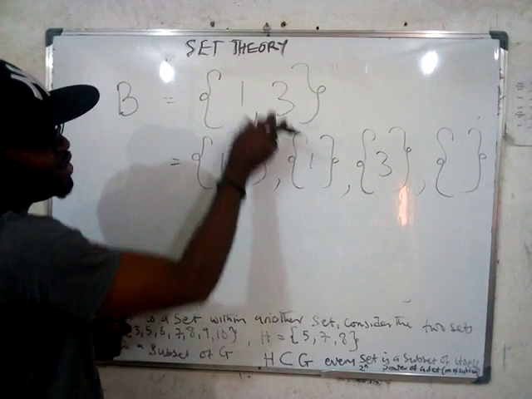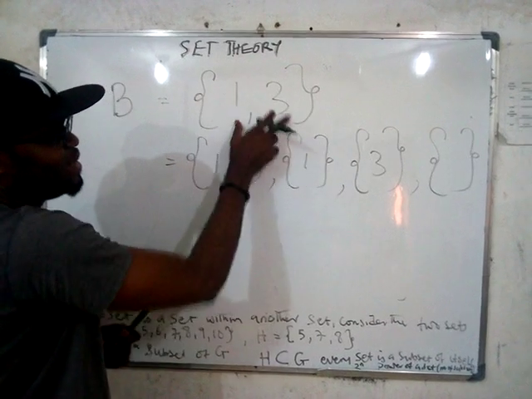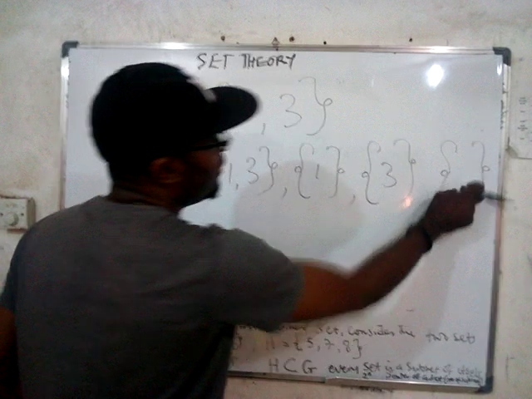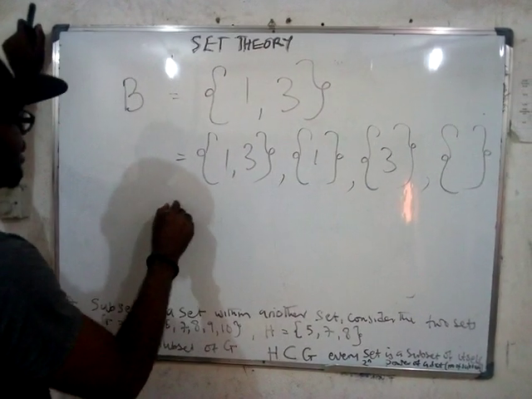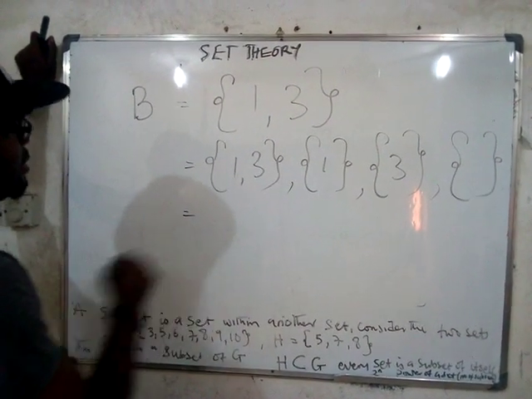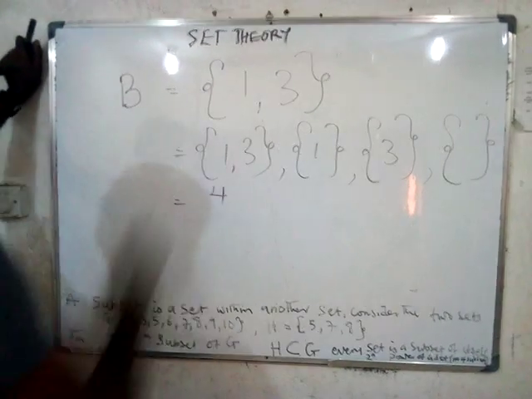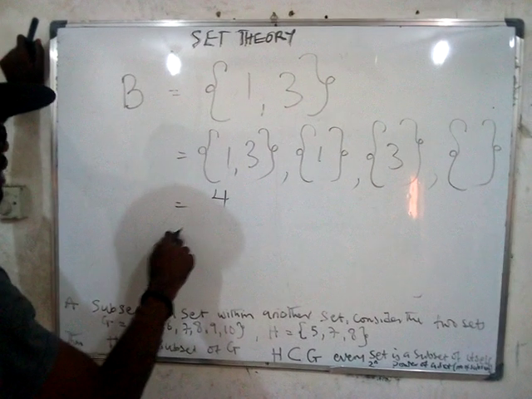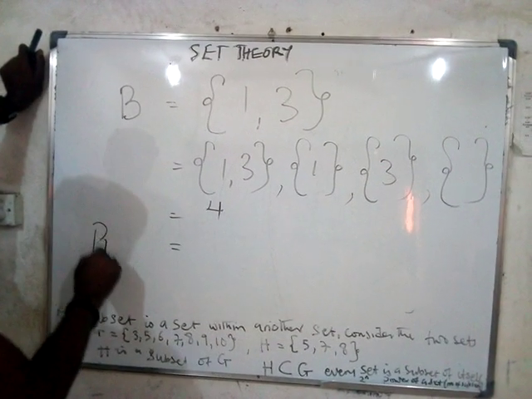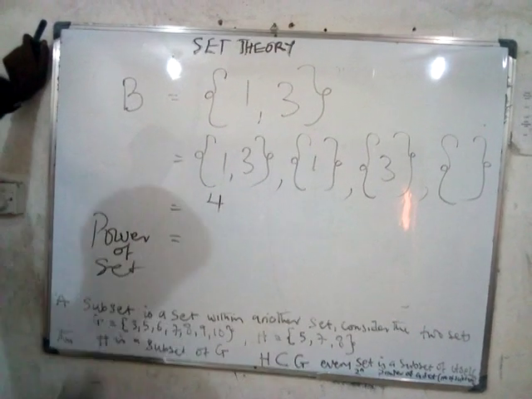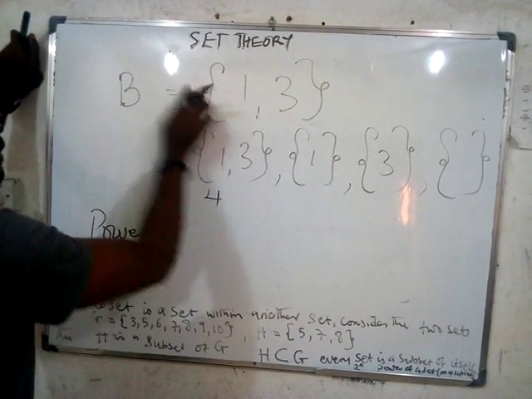You have 1, 3, because we say that every set is a subset of itself. Then we'll have only 1, we'll have only 3, then we'll have the empty set. So B is actually having how many subsets? It's having 4. So given any set, the number of subsets is known as the power of the set. It's known as the what? Power of the set.